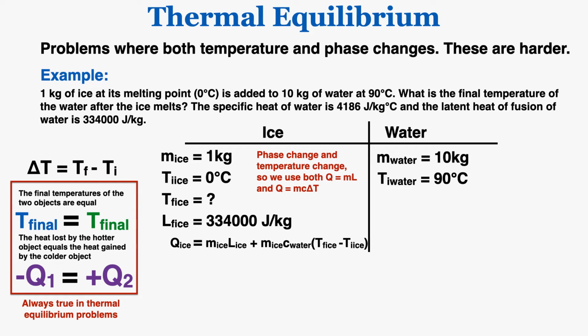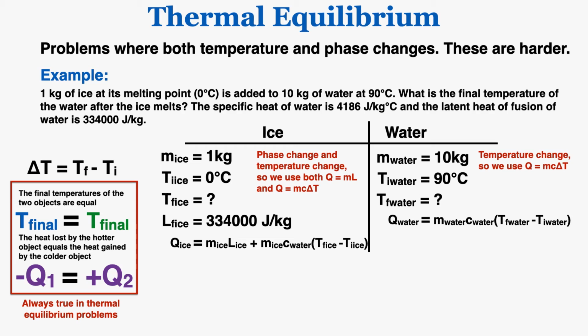The water has a mass of 10. The initial temperature of the water is 90 degrees Celsius. And we're trying to find the final temperature of the water. And this is a temperature change, so we just need to use Q equals mc delta T. So this is what I get for the heat taken out of the water, because the water has a higher temperature compared to the ice, so the heat is moving from the water to the ice.